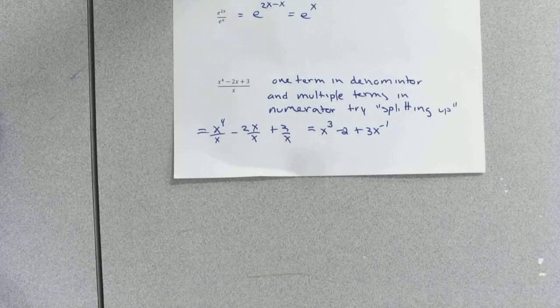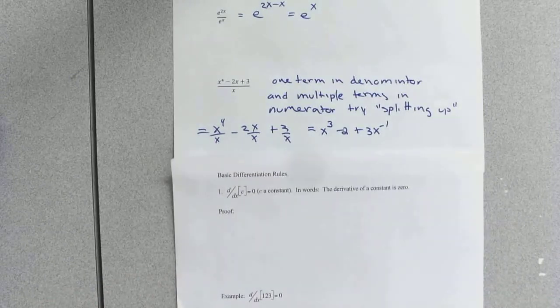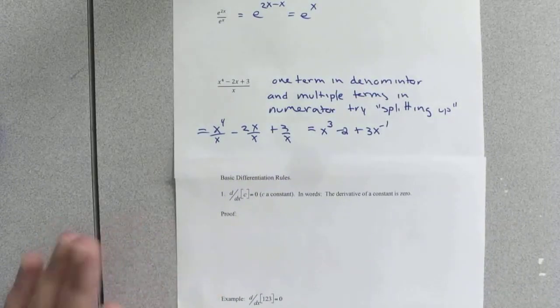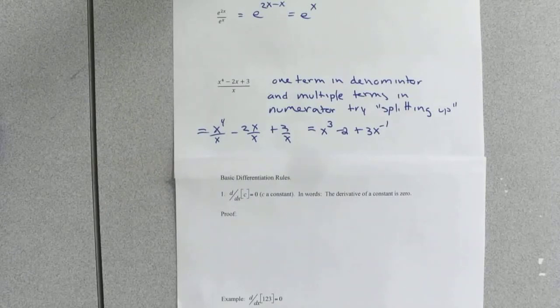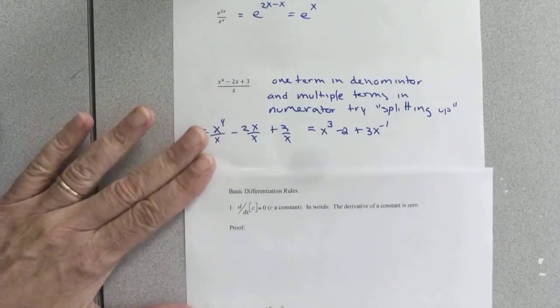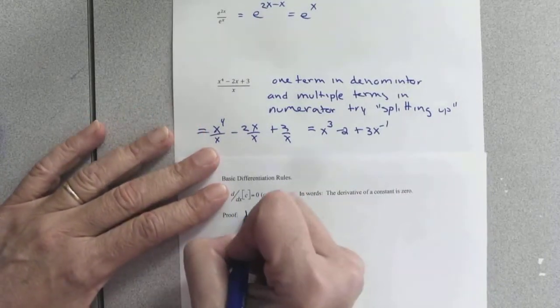So now let's get to some basic rules. Our first basic differentiation rule: the derivative, d/dx, of c is 0, where c is a constant. In words, the derivative of a constant is 0. Now we're not going to prove a whole lot of things in this class, but here's a proof.